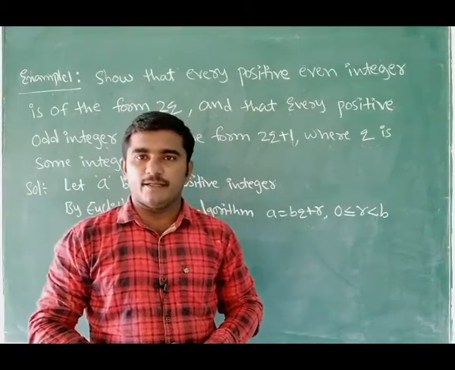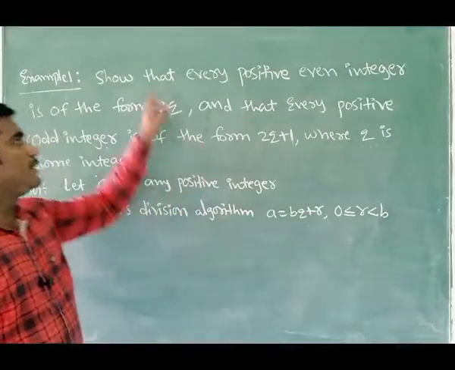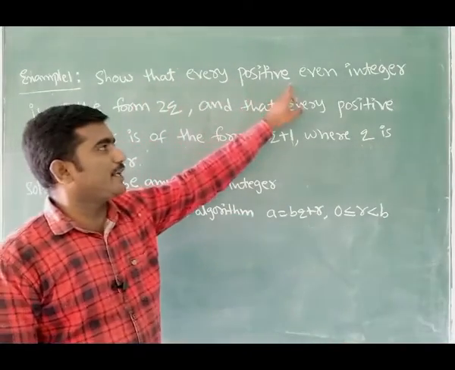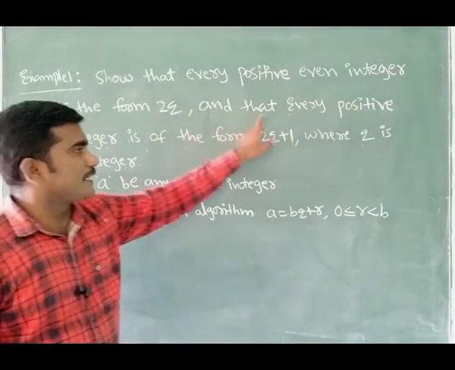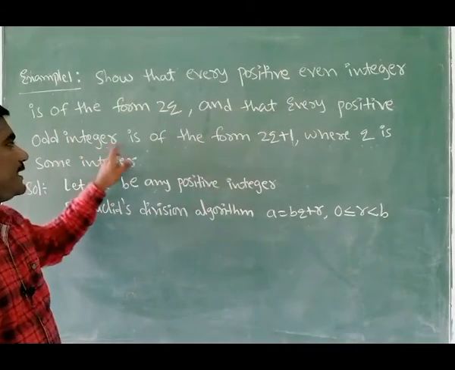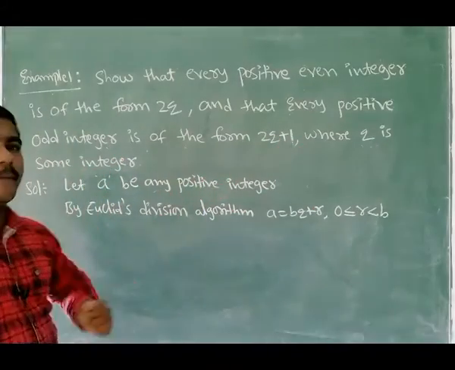Find one of real numbers. First question is example 1. What is the question? Show that every positive even integer is of the form 2q and that every positive odd integer is of the form 2q plus 1, where q is some integer.